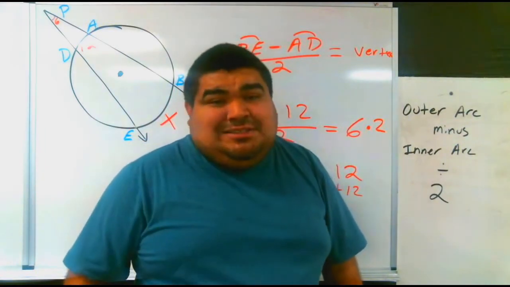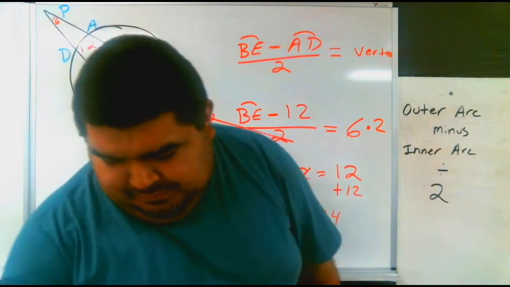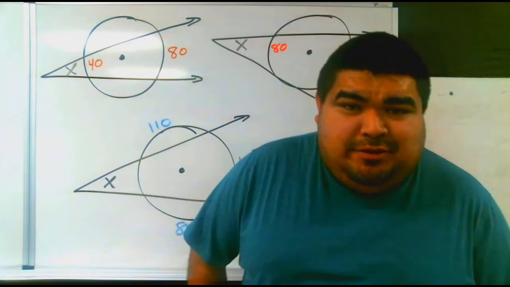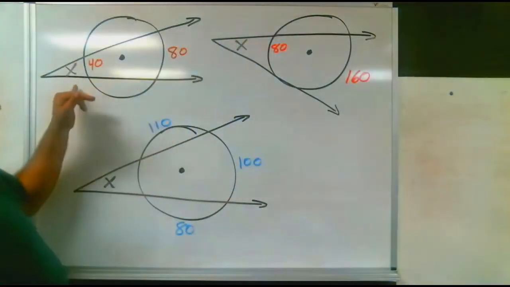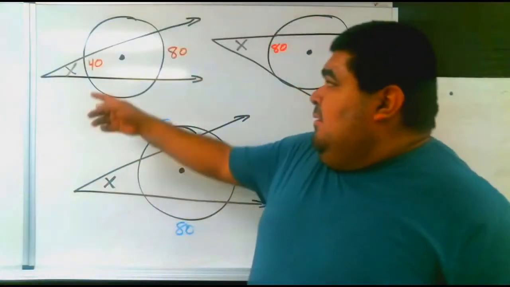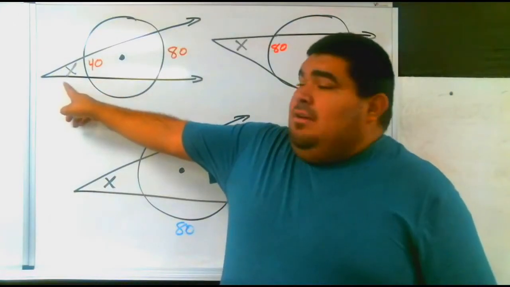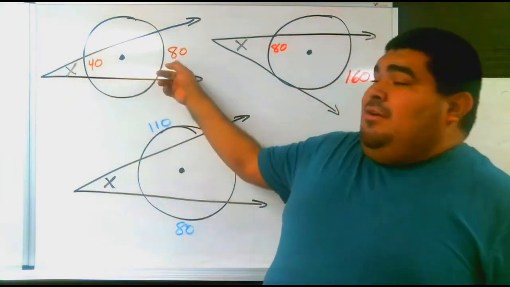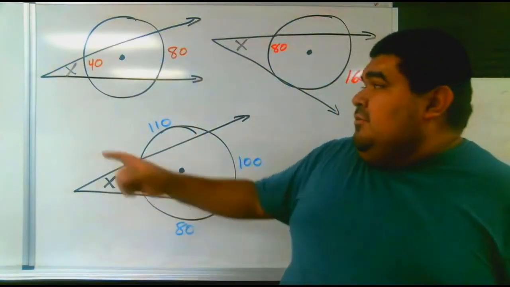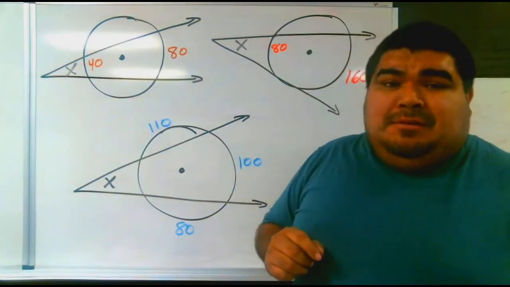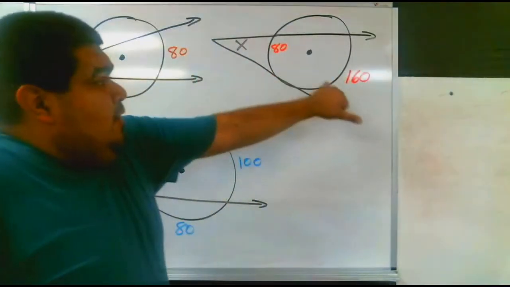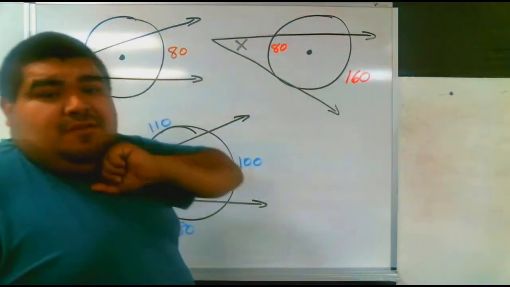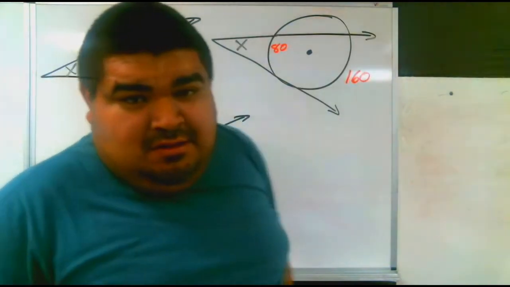All right, so here's your assignment for today. I have 3 problems on the board. The first one, we're solving for x. We have x on the vertex. The inner arc is 40, the outer arc is 80. We're solving for x. For the second one, we have 160 on the outer arc, 80 on the inner, and again, we're solving for that vertex or that angle.